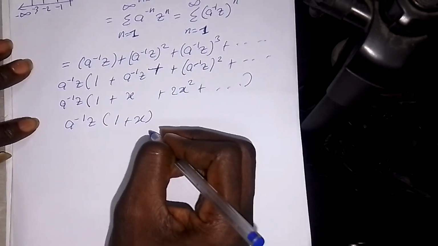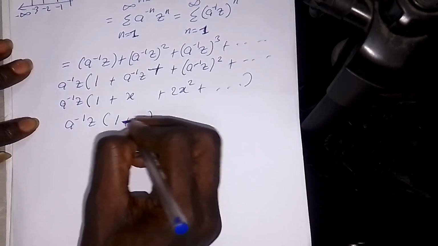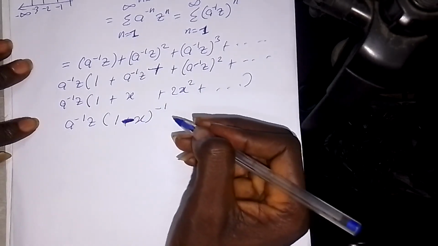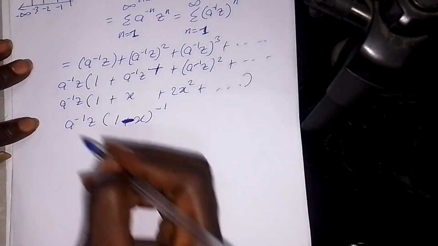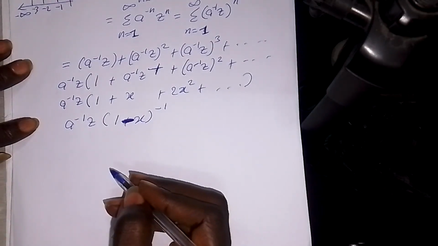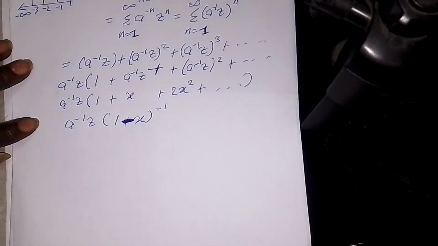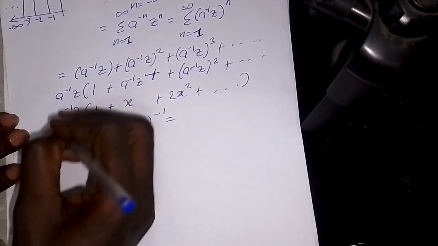Okay, sorry, it's not 1 plus x. According to binomial expansion, it's 1 minus x exponent minus 1. So this is what we're going to get at this particular stage. Now from here, we can simplify further.